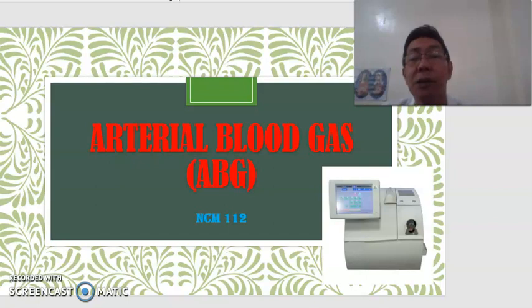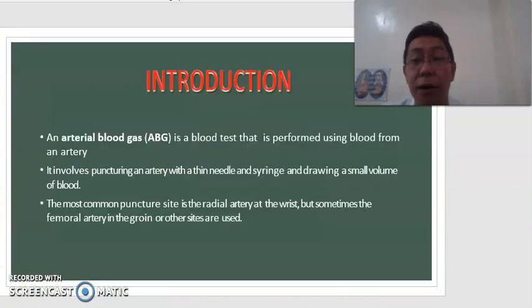So what is ABG? Of course, this is arterial blood gas. This is a blood test that is performed using blood from an artery. Based on your anatomy and physiology, you already know where the arteries are and what type of blood they carry. Of course, it is oxygenated blood away from the heart, which will be delivered all over the body.